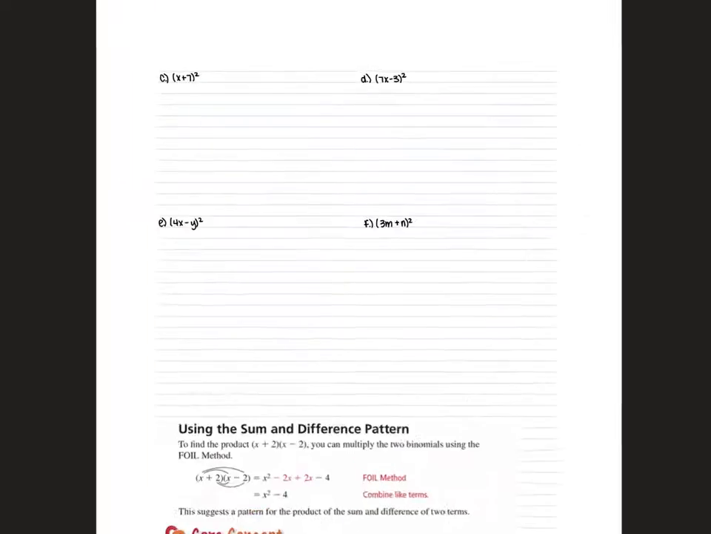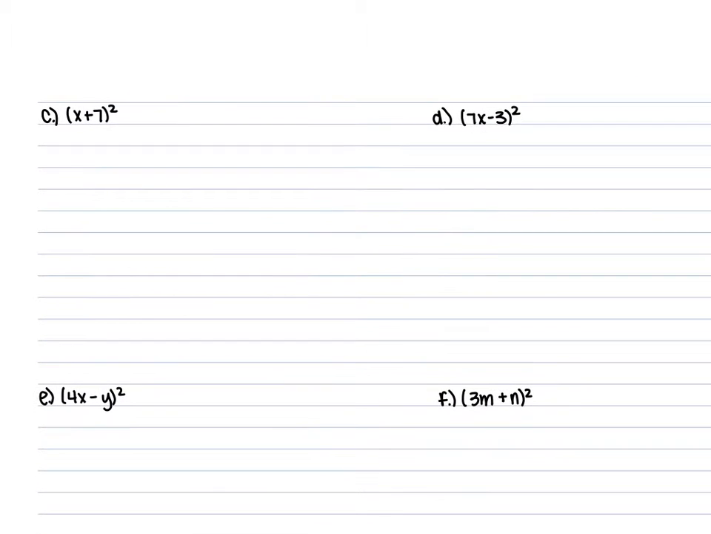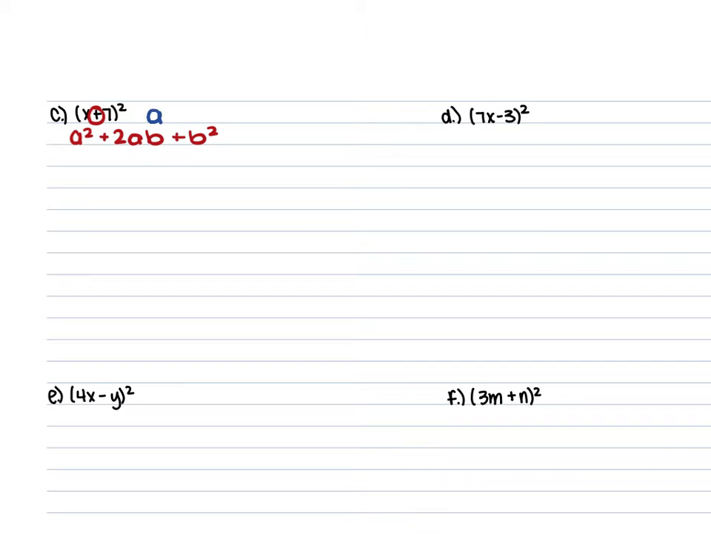Okay. So for example C, we have x plus 7 squared. So we have addition here. We're going to use a squared plus 2 times a times b plus b squared. Our a is the x. Our b is the 7. So we're going to plug these values in. We have x squared plus 2 times x times 7 plus 7 squared.